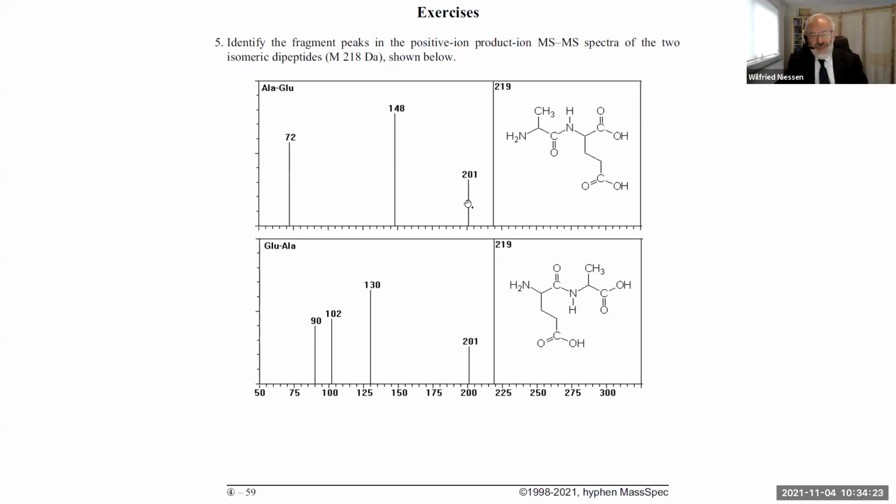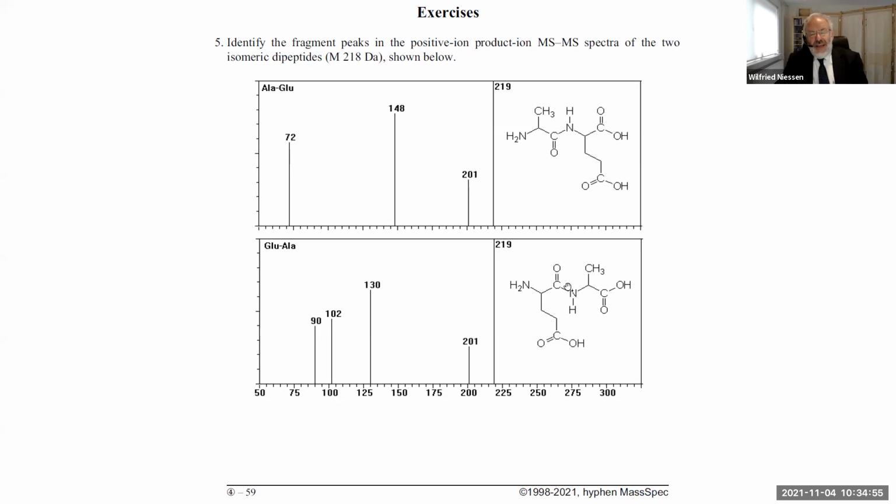Now, done. Cool. And for the bottom part, the same strategy basically: 90 and 130 are complementary ions. Again, the cleavage of the peptide bond. And 201 is a loss of water. And 102 seems to be a loss of C2H4 from 130.